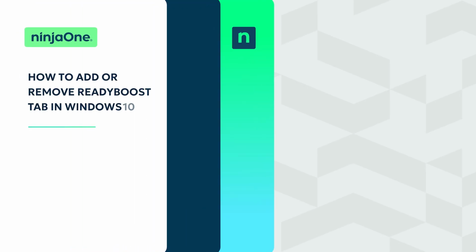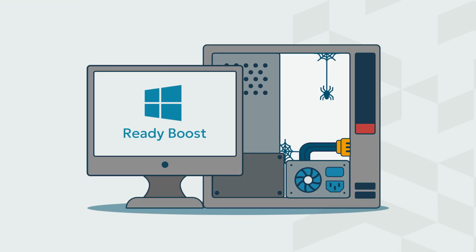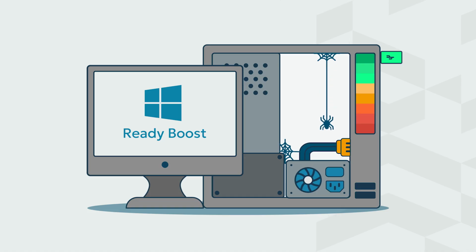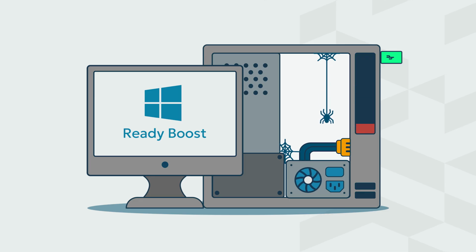How to add or remove ReadyBoost tab in Windows 10. ReadyBoost is a built-in Windows tool that gives older PCs a performance boost by using USB drives or SD cards as extra cache. It helps lighten the load on your system and speed things up, especially when RAM is limited. However, a little known fact about this software is that it can actually slow things down. In this video, we'll walk you through how to set up or remove ReadyBoost in Windows 10.